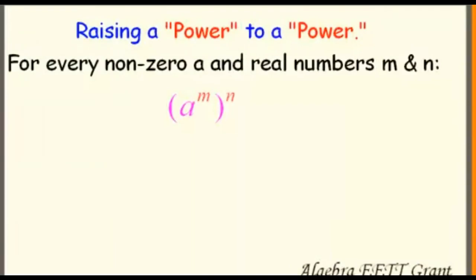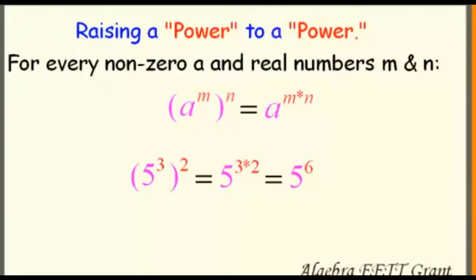What I mean is I have only one base, but multiple powers. Well, when this happens, what you do is you actually multiply the powers. So let's try a problem. So we have 5 cubed squared. Now 5 is the only base that I have, but I have more than one exponent. So what do I do with the 3 and the 2? I multiply them together. So this becomes 5 to the 6th.